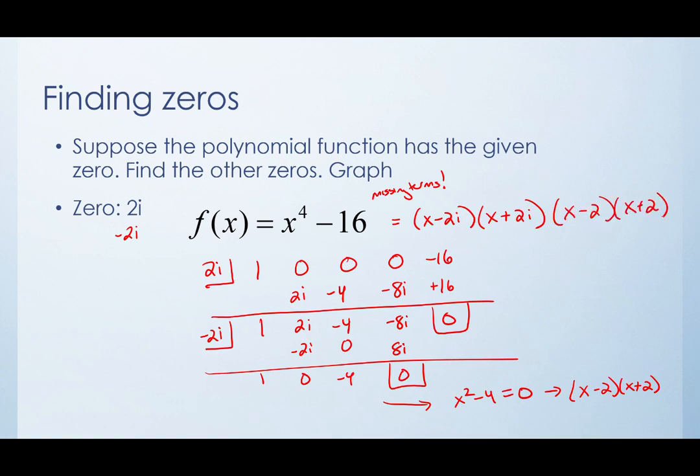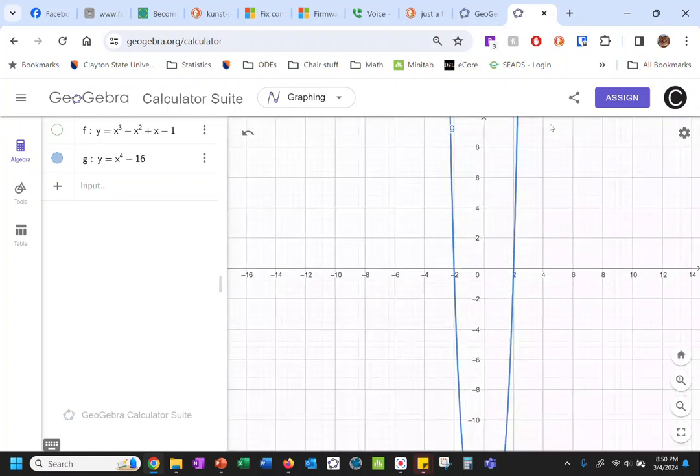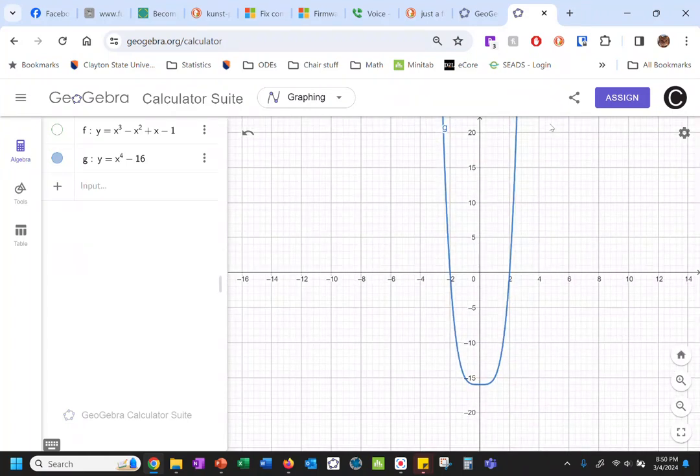And those two you would have found if you had graphed it with GeoGebra. So let's just take a quick look at that. All right, so we're graphing x to the fourth minus 16. And so you can see that this only has the two roots, negative 2 and positive 2, but it does have two imaginary roots. You just don't see those because they're imaginary. You don't see them when you graph it.